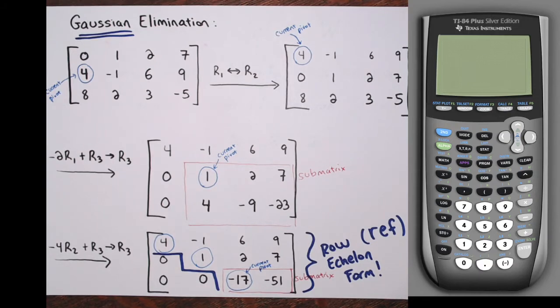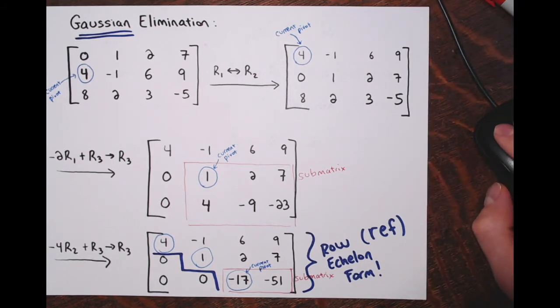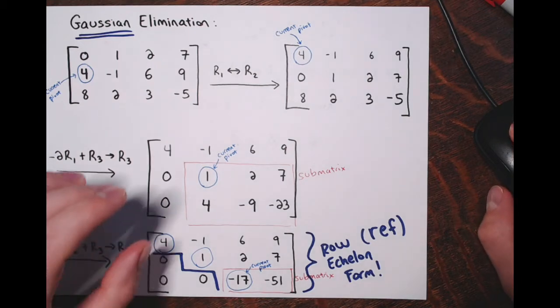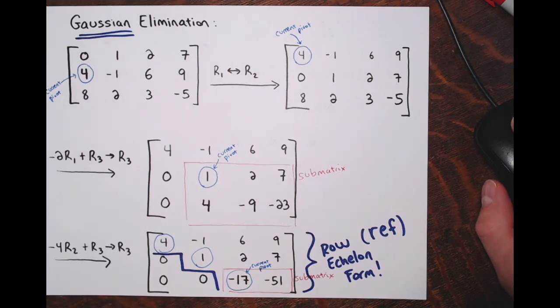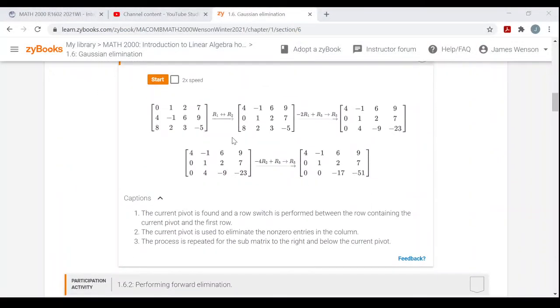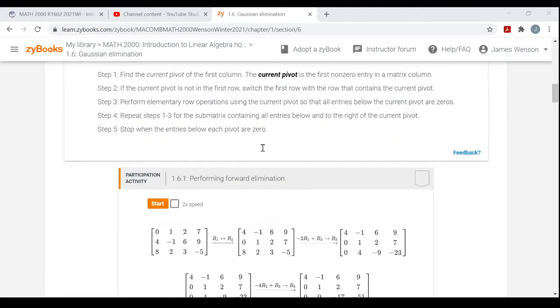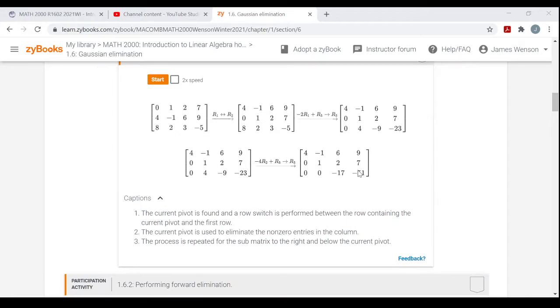All right, so let me get rid of this. That was an example of Gaussian elimination. Move a pivot to the top row of whatever submatrix you're looking at, and then perform row operations to make zero all the entries below that current pivot. You keep doing that until all the pivots have zeros below them, and then you can stop. It looks like those are the exact same steps I have up here. And you have a matrix in echelon form.